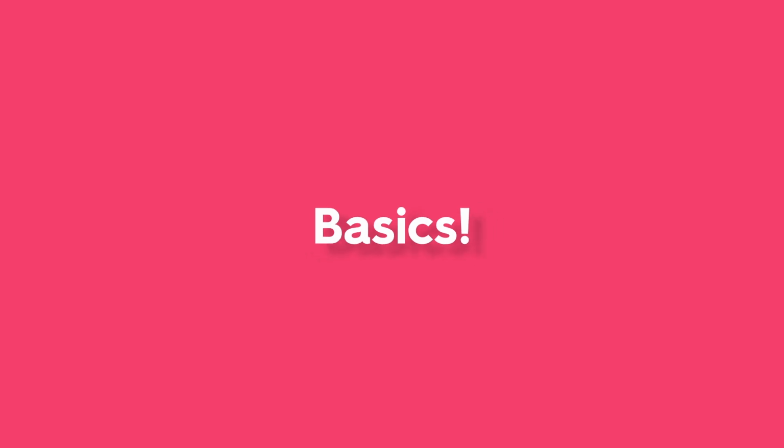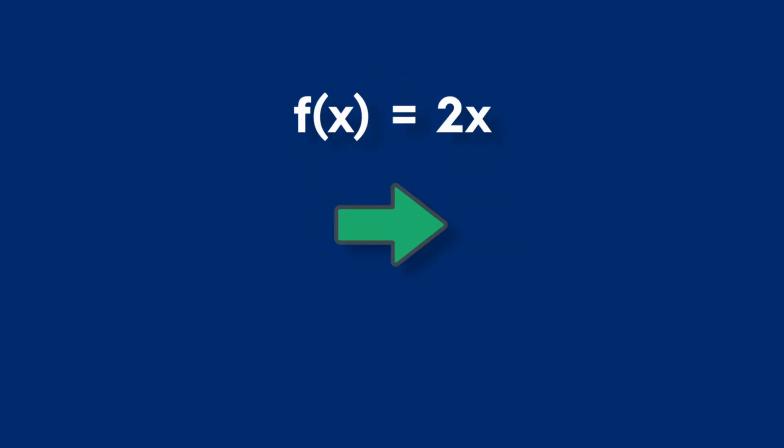Let's start with the basics. A function maps each allowed input x to exactly one output y. The domain is the set of allowed inputs. The range is the set of outputs the function can actually produce.